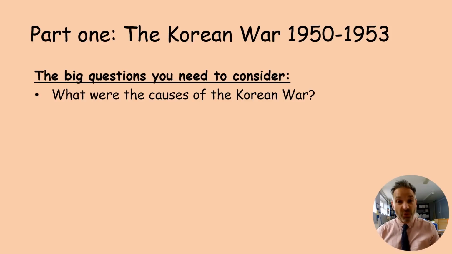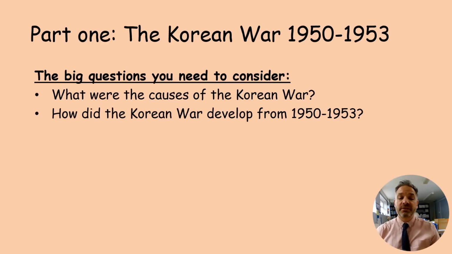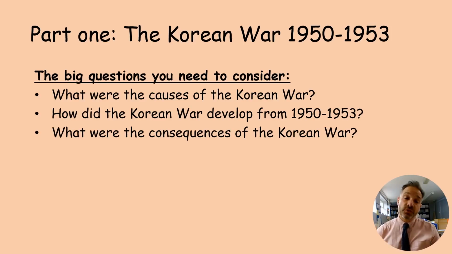So the first one is, what were the causes of the Korean War? The second one is, how does the Korean War develop from 50 to 53? So what are the major events? And then the last one is, well, what were the consequences? Why was this significant? Okay, so you've basically got causes, events, and consequences. If you think about it in that way, that will make your revision much more straightforward.